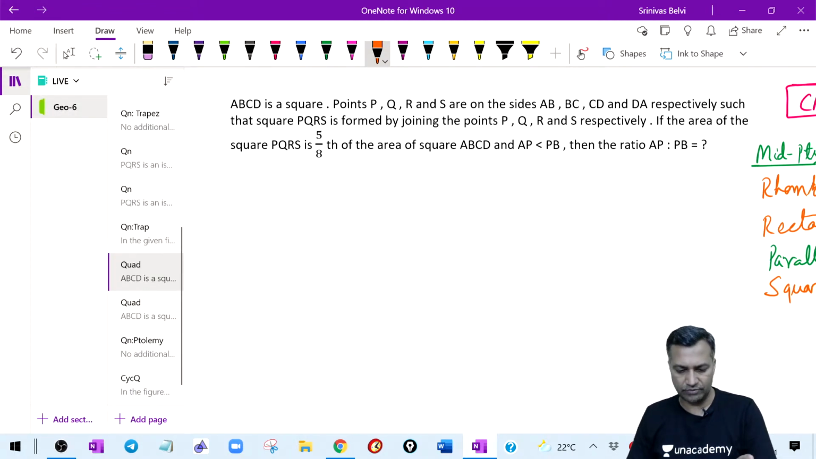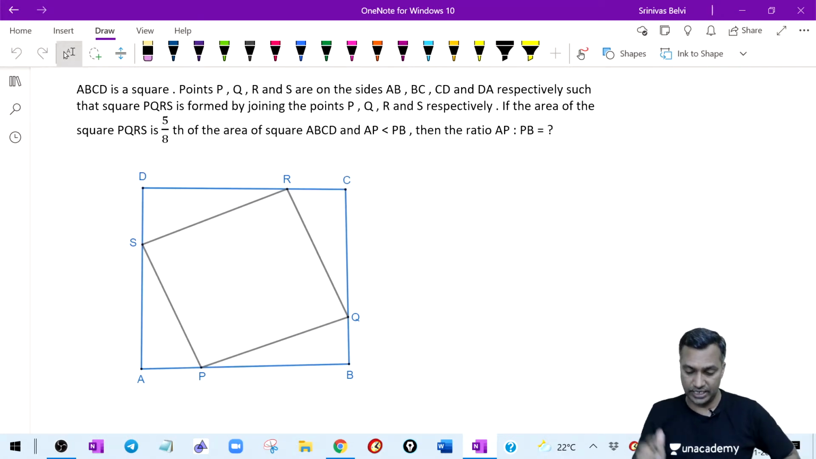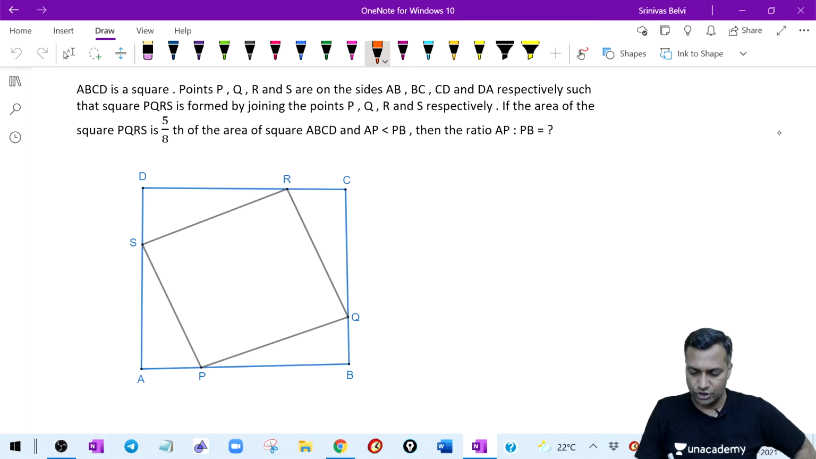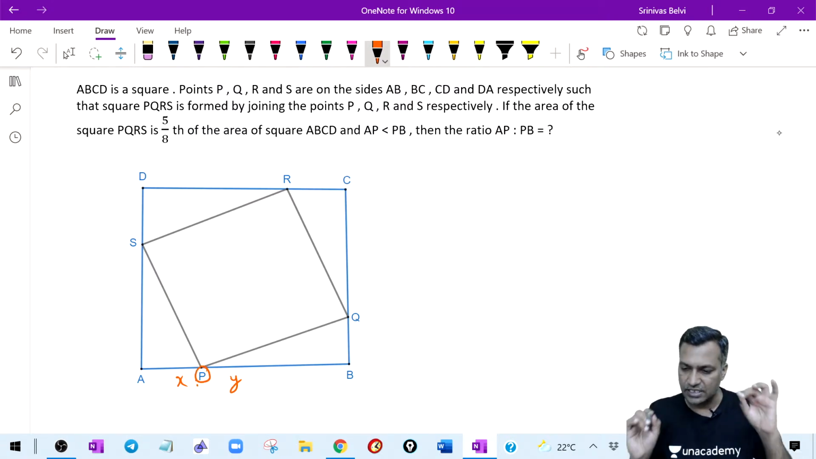Not only that, when it comes to the square, this figure can be something like this. What did I do? I maintained some ratio here, x is to y, on the sides. Whatever be the side AB, I took a point P, because the author said you take a point P in such a way that AP is less than PB. So therefore, I don't take a midpoint now.